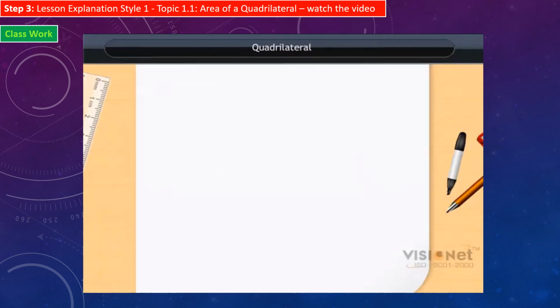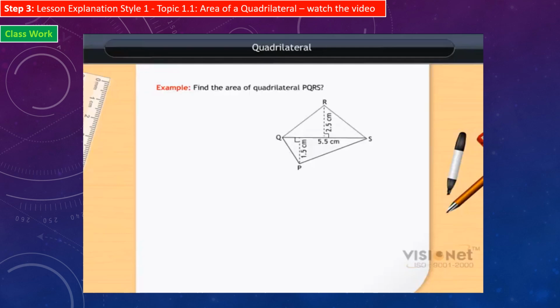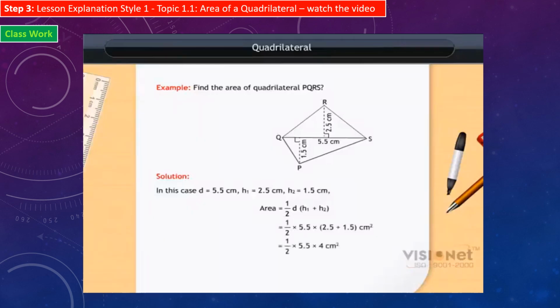Let's take an example. Find the area of quadrilateral PQRS as shown in figure. By using the formula, area of quadrilateral is equal to 1/2 D into (H1 plus H2), and substituting all values, we get area of quadrilateral PQRS is equal to 11 centimeter square.